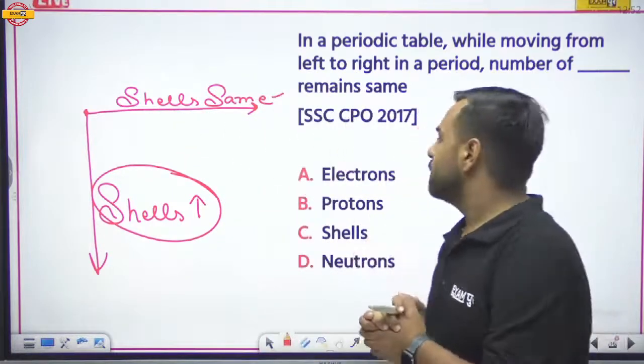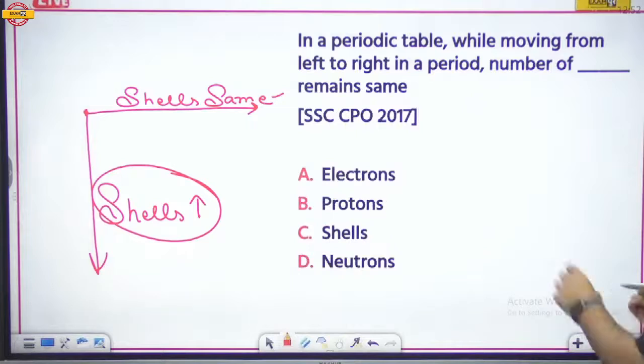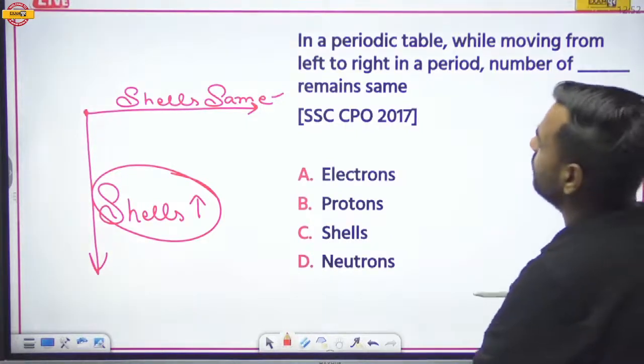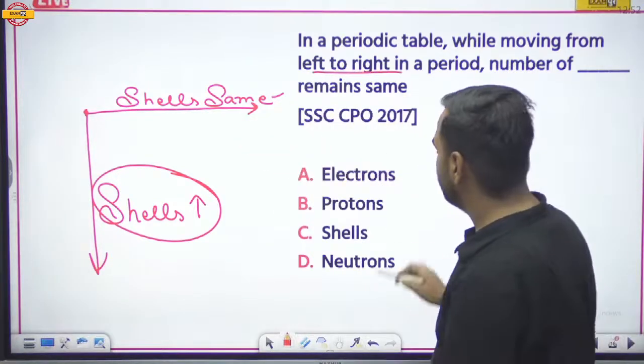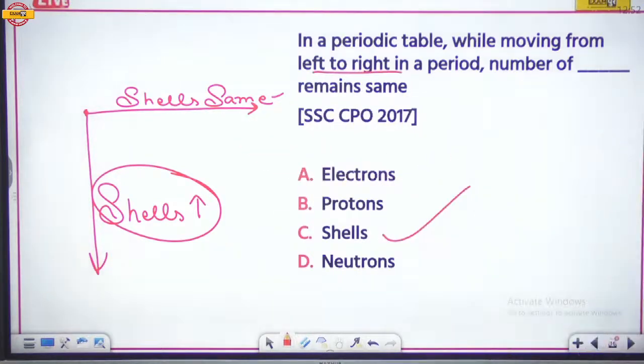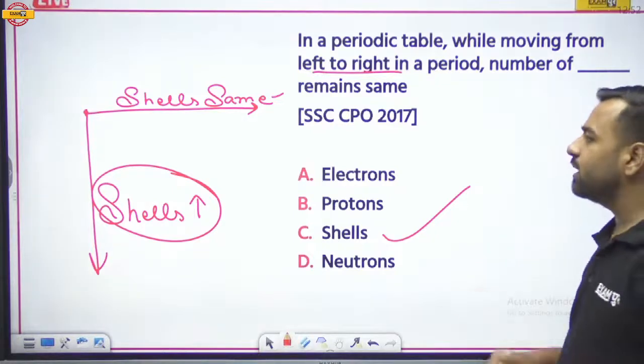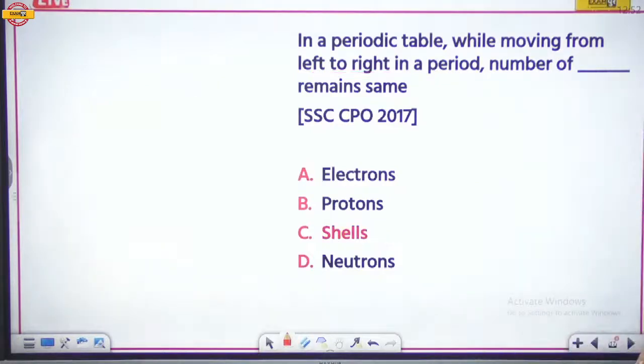Simple. Okay. So the question is, in a periodic table, while moving from left to right in a period, the number of dash remains same. So we are talking about left to right. Correct. So here the number of shells are going to be same. True? Okay then. So option C is the correct answer.